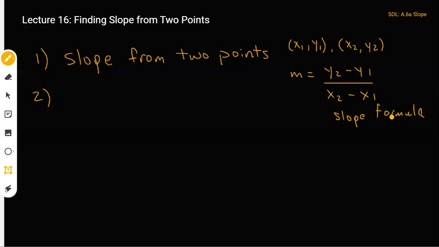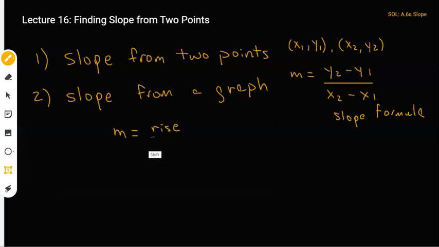The second assignment we'll go over on Wednesday. You're going to be finding slope from a graph. Slope from a graph. And typically with this one, you'll be using the definition rise over run.